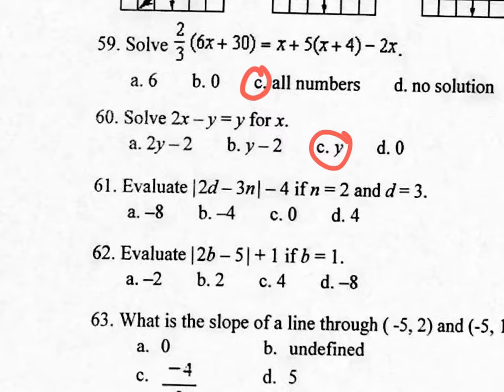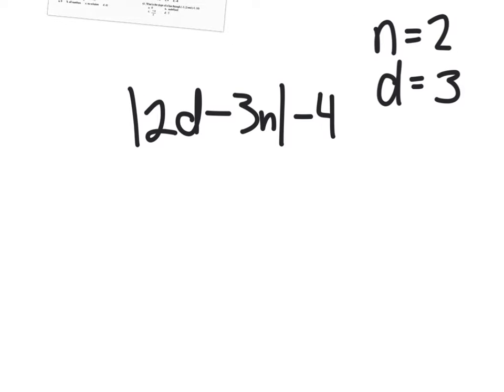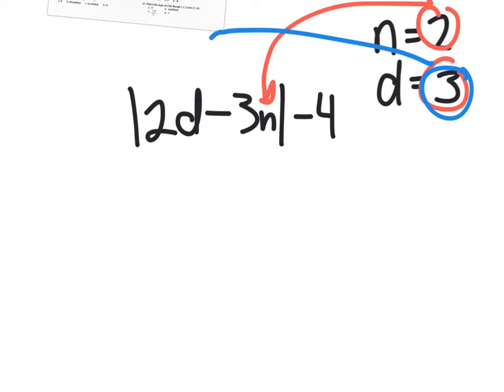Moving on, number 61, we have an absolute value. It's not an equation, it's an absolute value expression. All they want us to do is to plug in the number 2 for n and the number 3 for d. Okay? So all we're doing is plugging in values and working it out. Let me actually rewrite this so we could have more space. So here's our absolute value expression, and they tell us that n equals 2 and that d equals 3. So all we're going to do is plug in the 2 and the 3. I want to take this 2, put it right there. I want to take this 3, and I want to put it over here.